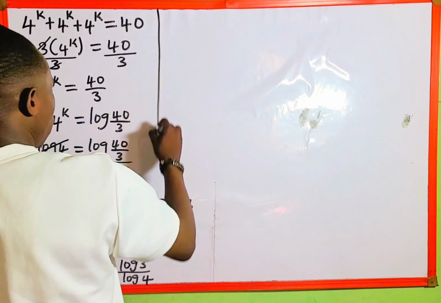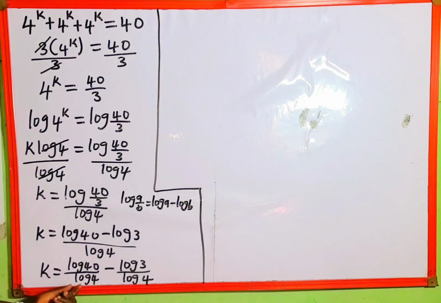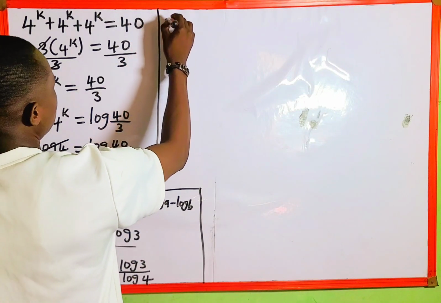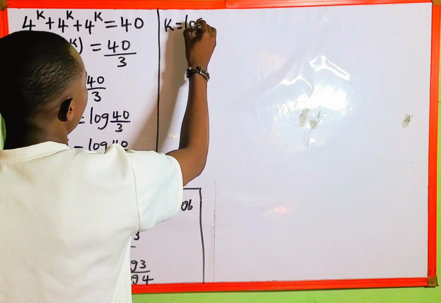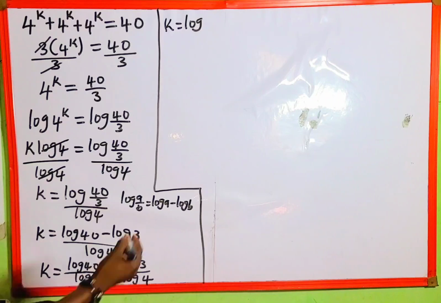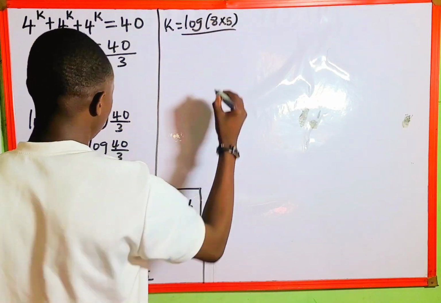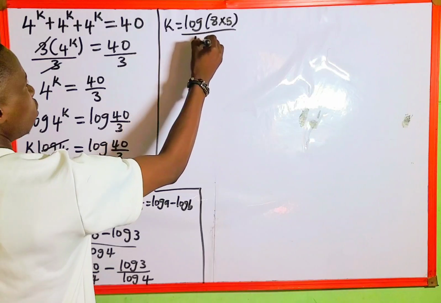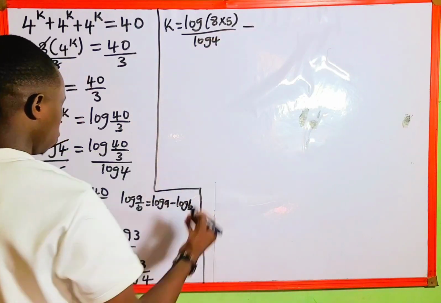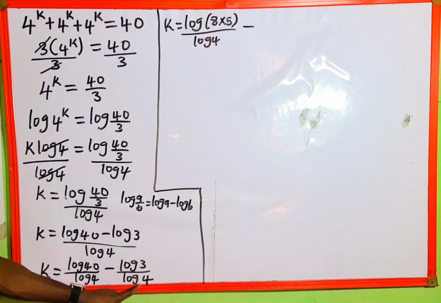Now we are going to simplify further. This 40, we need to break it down. 40 can also be written as 8 multiplied by 5, which is going to give us 40. So we're going to have k equal to log of 8 times 5, in place of this 40, then everything all over log 4, minus log 3 over log 4.